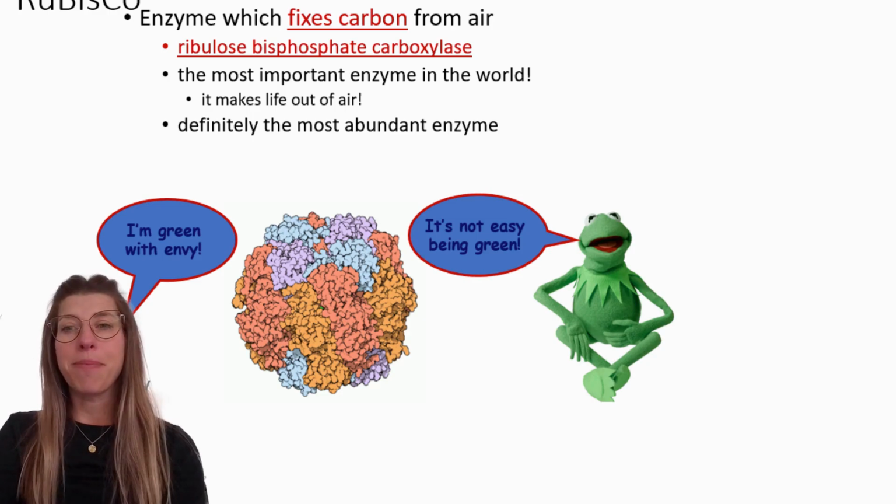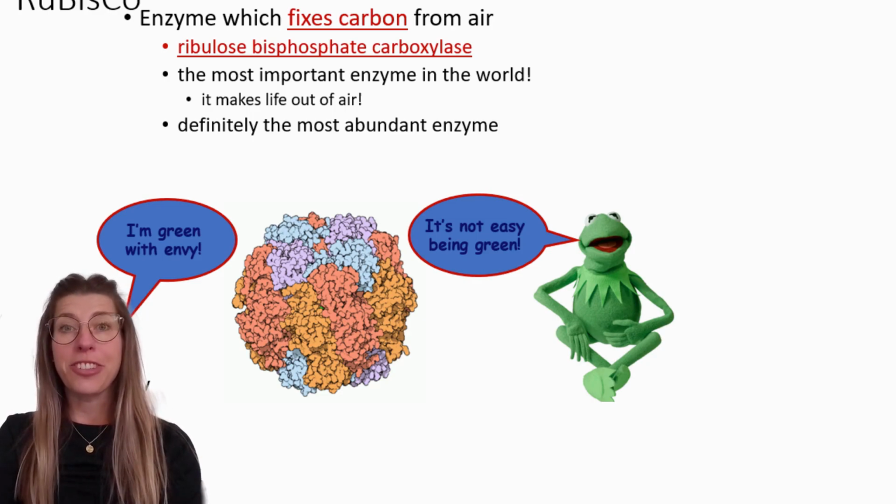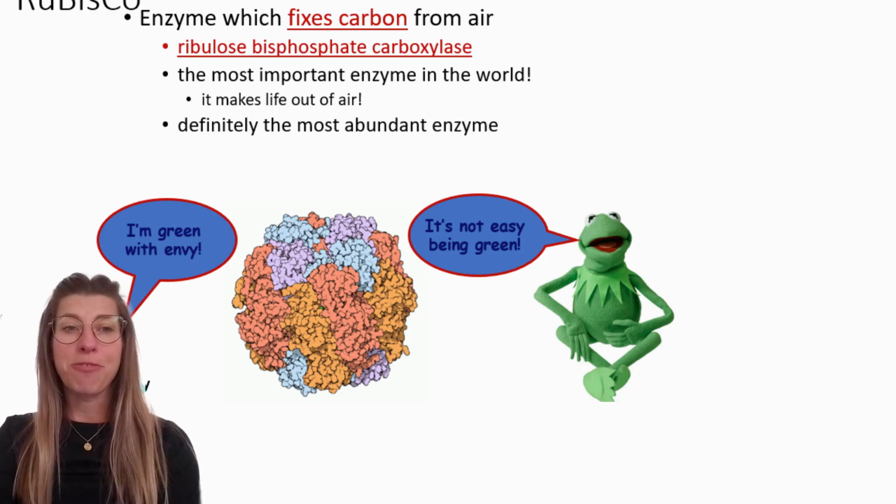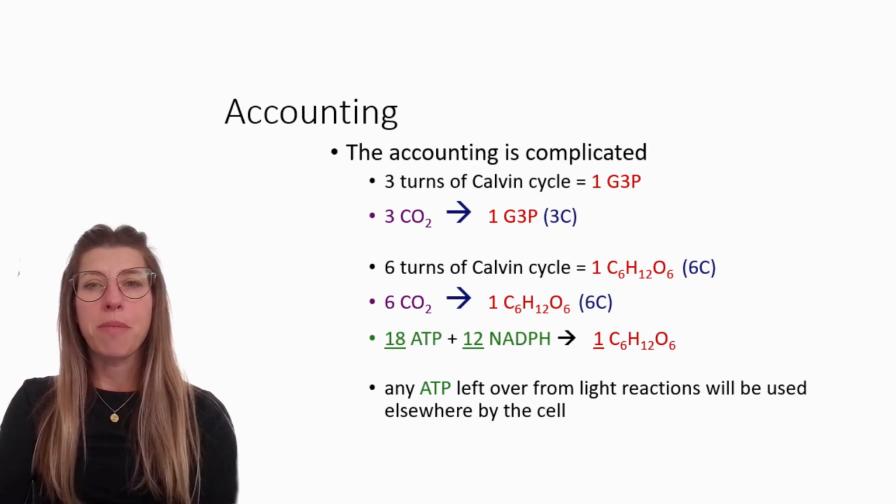But when we're talking about photosynthesis, this is at least the most important enzyme in photosynthesis. It makes life out of air. It's taking that carbon dioxide and enables the cell in the stroma of the chloroplast to synthesize carbohydrates. And it's the most abundant enzyme as well. So let's look back at the accounting.